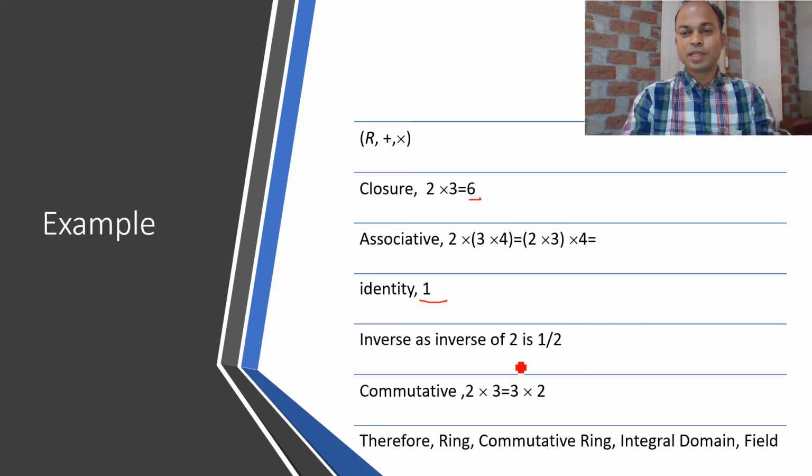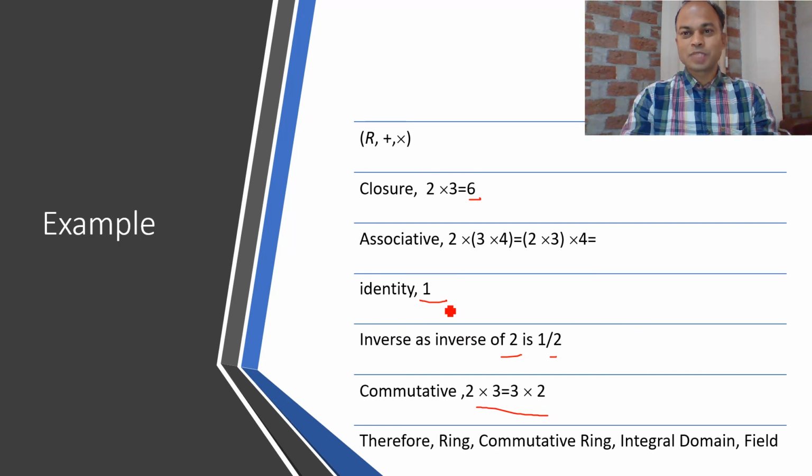Now, if we talk about the inverse property, then inverse of 2 is 1 by 2, because if we multiply 2 by 1 by 2, then number is 1, 1 is here identity. Therefore, 1 by 2 is the inverse of 2, and this 1 by 2 belongs to set of real numbers, I mean inverse is available. If we talk about commutative property, then we can write 2 multiplied by 3 equals 3 multiplied by 2. I mean this is also true.